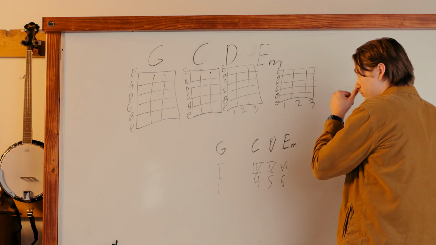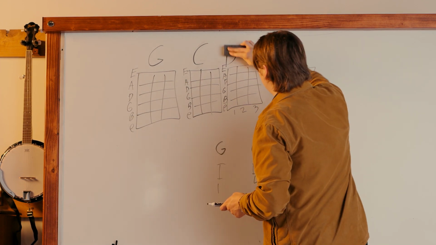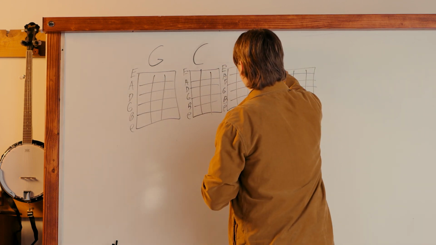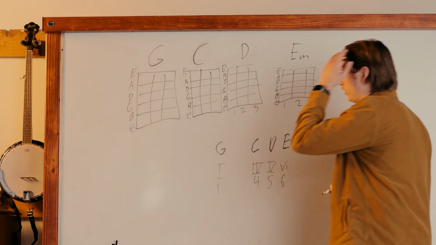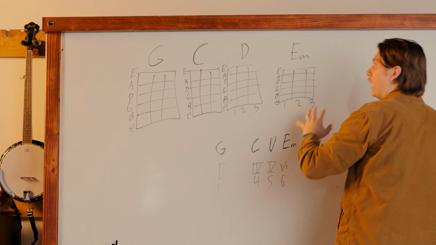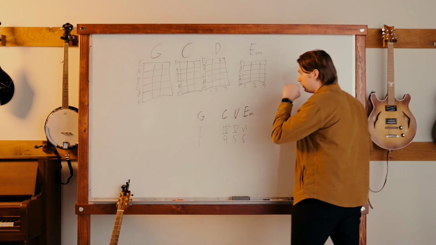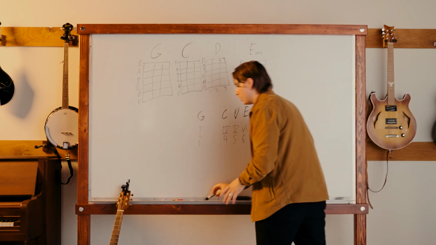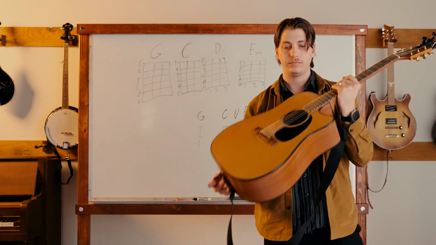There we go. Okay, and I'm going to move these just a little bit to make them a little bit easier to see. And this is E minor, okay? So this is G, C, D, and E minor. Okay? Now what we're going to do is I'm going to grab my guitar and I'm going to show you up close, and then I'll come back and I'll write these up here. All right?